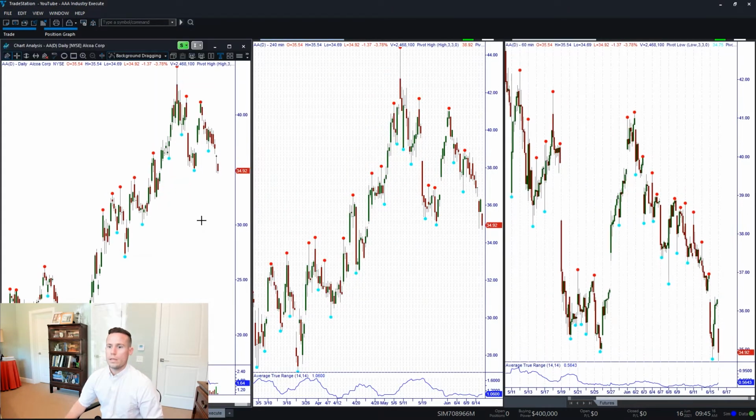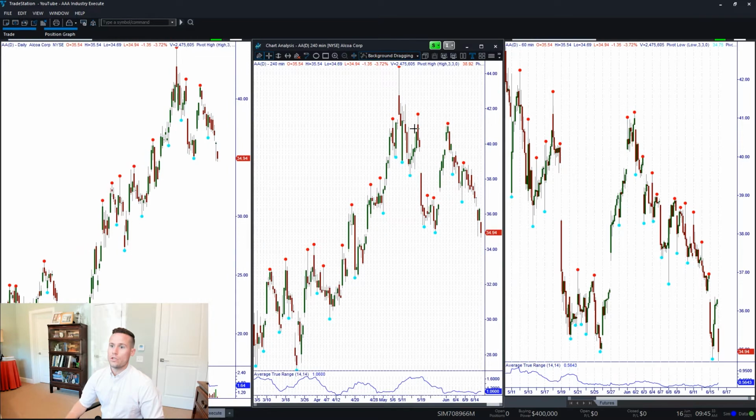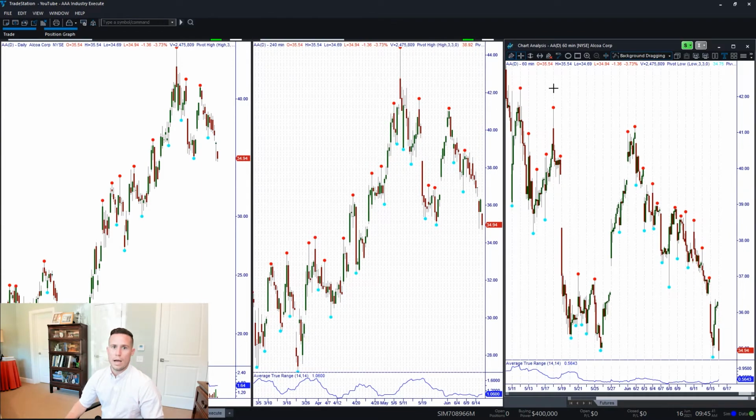When you start looking at these stocks, you want to have multiple time frame analysis, which means a large time frame all the way down to a smaller one. In this case, I have a daily chart where every candle represents 1 day's worth of price action. That's the left one. The middle one is 240 minutes, which is 4 hours worth of price action. And the right one I have 60 minutes, which is 1 hour. Every candle represents 1 hour.